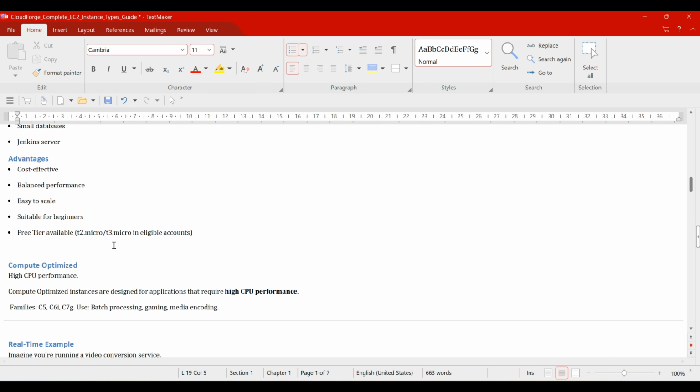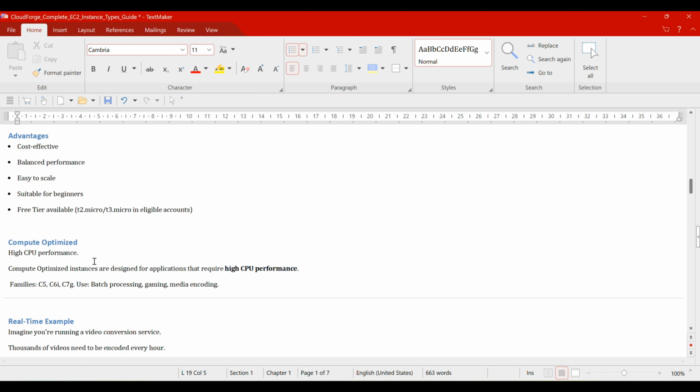When it comes to advantages, it is cost effective. Compared to other instance types, the cost is very low. It has balanced performance, is easy to scale up and scale down, and is suitable for beginners.